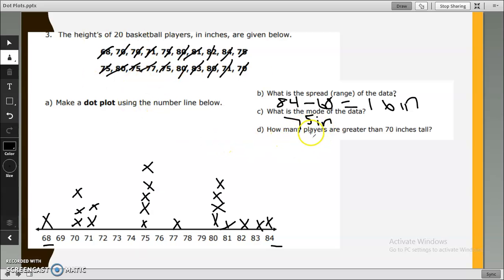And it says, how many players are greater than 70 inches tall? So here's my 70 inches, and I want greater than that. So that's 71 on. I need to count how many players are 71 and higher. So that's 1, 2, 3, 4, 5, 6, 7, 8, 9, 10, 11, 12, 13, 14, 15, 16. So 16 are greater than 70 inches.